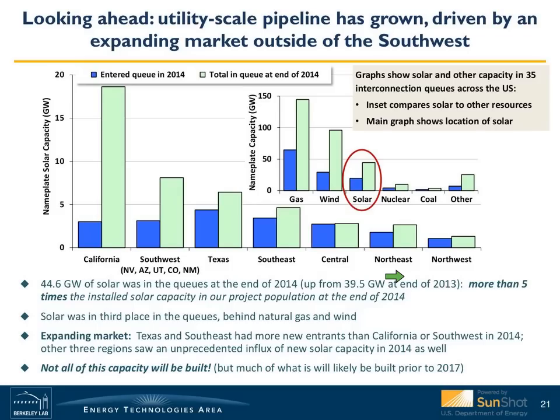Now clearly, not all of this capacity will be built. Some portion of it will fall by the wayside for one reason or another. But that said, I think it's safe to say that much of the capacity that is able to proceed towards construction will be trying to come online, if at all possible, before the end of 2016 to capture the 30% credit. So I think by all accounts we're in for a frenzied pace of construction over the next 15 months, and we here at LBNL look forward to continuing to monitor the market over that period and continuing to share the data that we gather and our findings with all of you through future editions of this report.